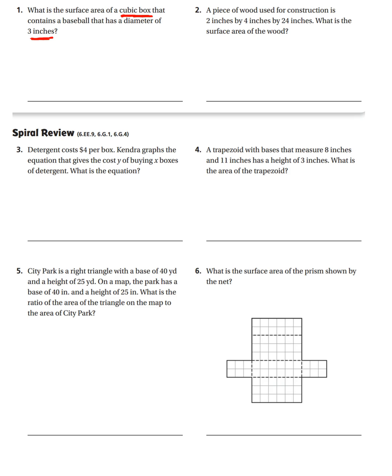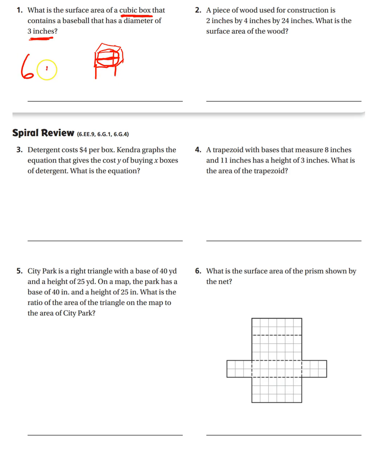But again, since the diameter of the baseball is 3 inches, you can think of it like this. Here's the cube, and inside is this baseball. But the diameter from here to here is 3 inches. So I know from here to here on the cube is 3 inches. So if I know one side, I know all the sides.